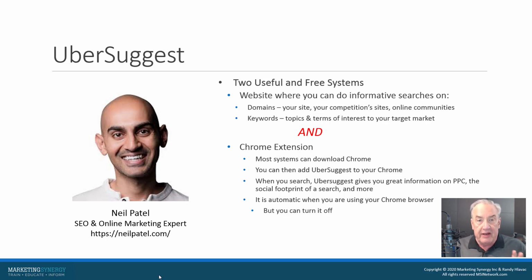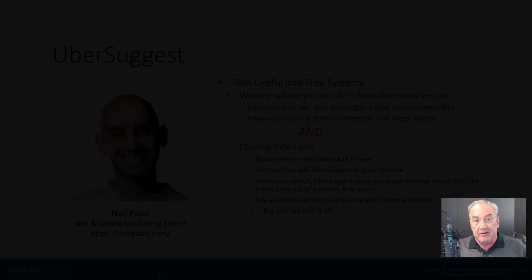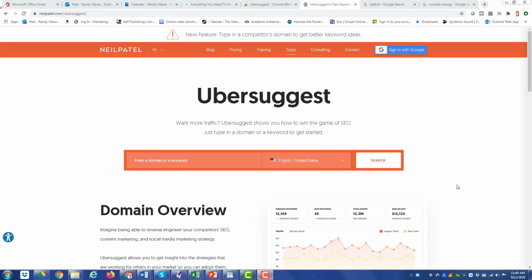You can also put in keywords that you want to find more information on, and he brings it back to you. So let's take a look at UberSuggest and see how it would help your business. This is UberSuggest, and if you look up in the upper right-hand corner, you can sign in with Google, and what it does is it lets you set up projects that you can then track your site or other sites and see what your overall footprint is.